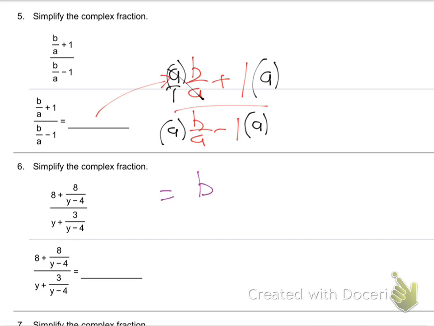B. Am I going too quick? You're already there? And this 1 times A is just A. Good so far? The bottom, A over 1 again, cancel. B. And 1 times A is just A.